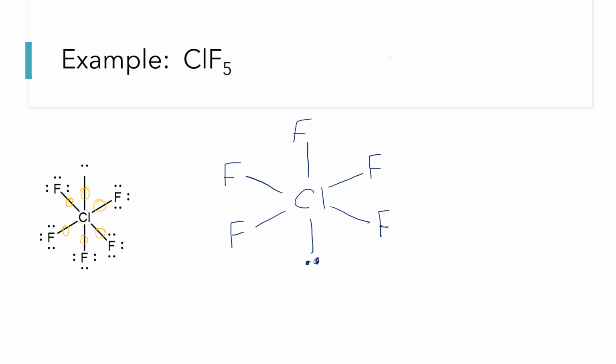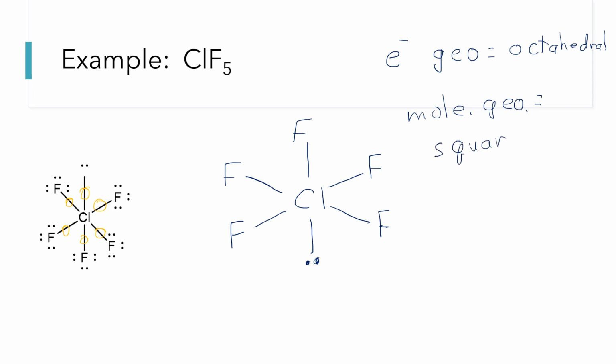All right, so let's wrap this one up. The electron geometry is going to be octahedral because we had six domains. The molecular geometry, also known as the shape, is called square pyramidal. If you go back and look at that chart, we have 6 domains, 1 lone pair.